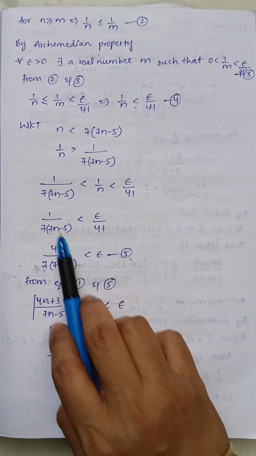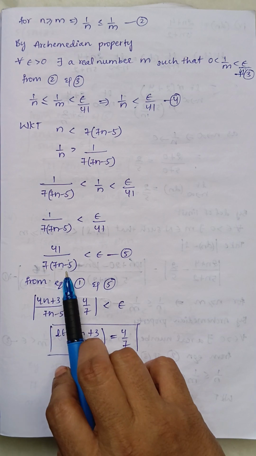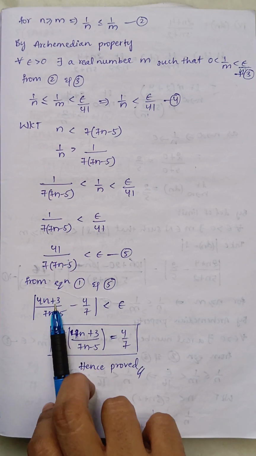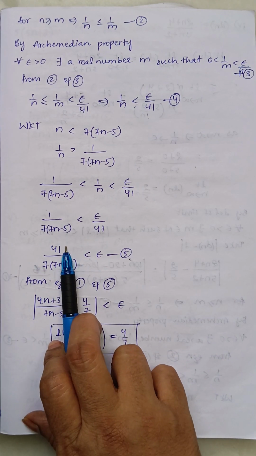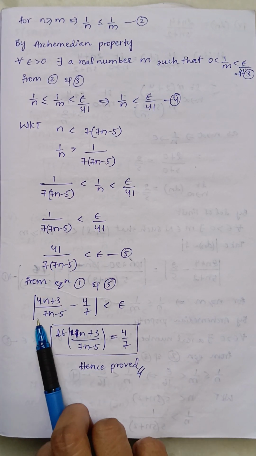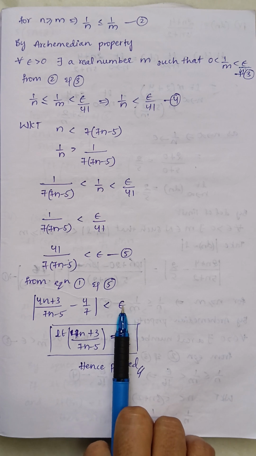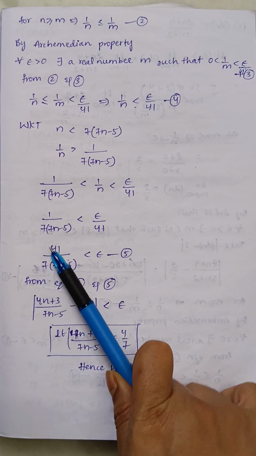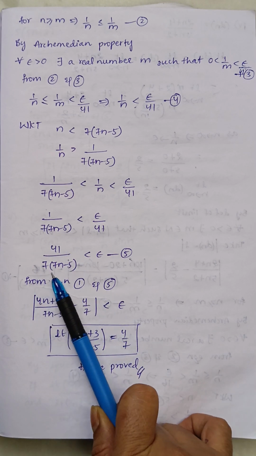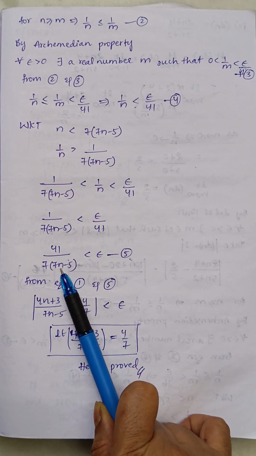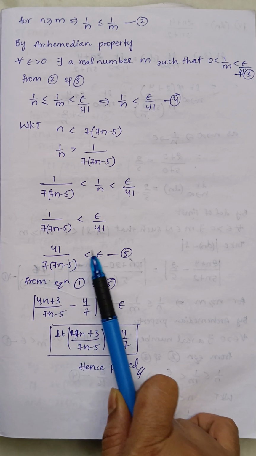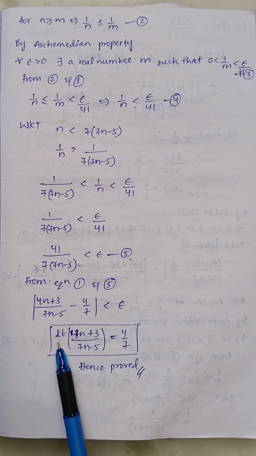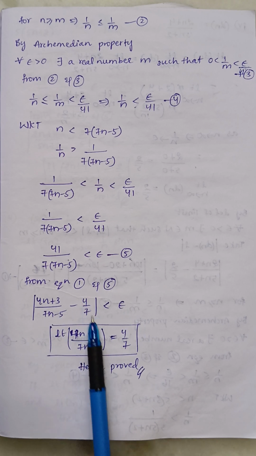Now take 41 to this side: 41 by 7 into this one, which is nothing but the actual value. This is equal to 41 by 7 into (7n minus 5), but this is less than epsilon. Understood? I repeat, this value is equal to 41 by 7 into (7n minus 5), which is in equation 1. But this is less than epsilon, as we got. That's why this part is less than epsilon. So the limit of Sn equals L.